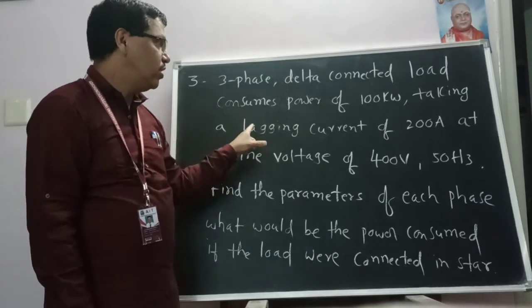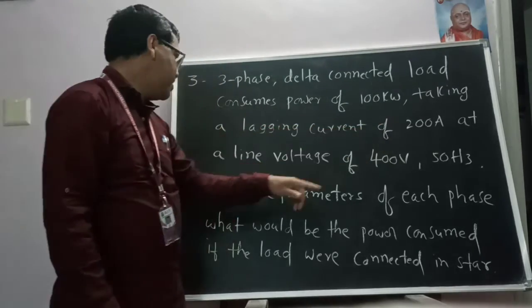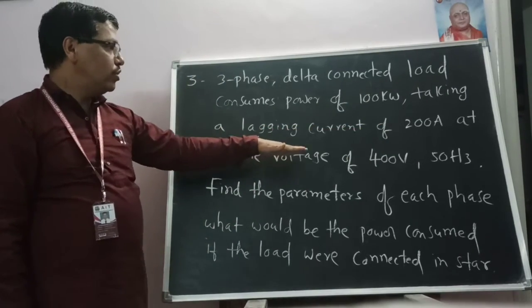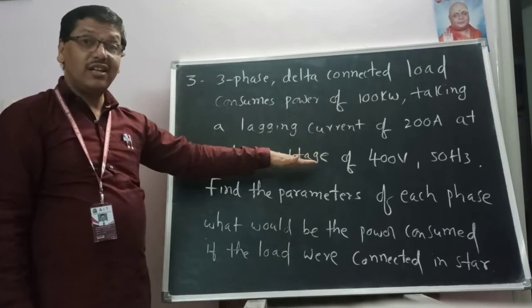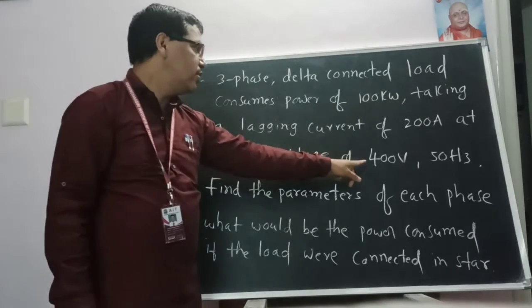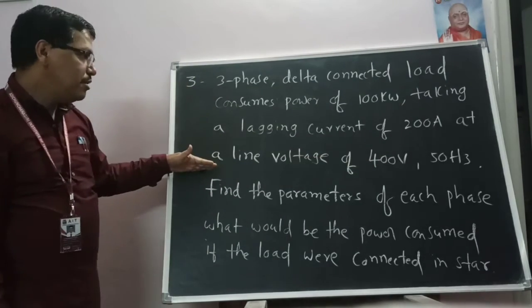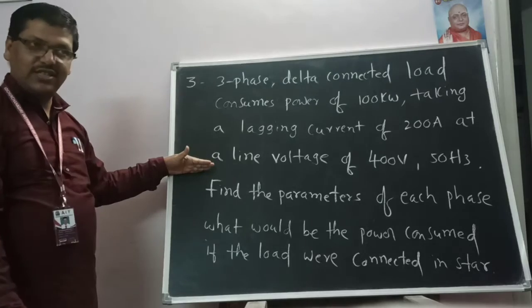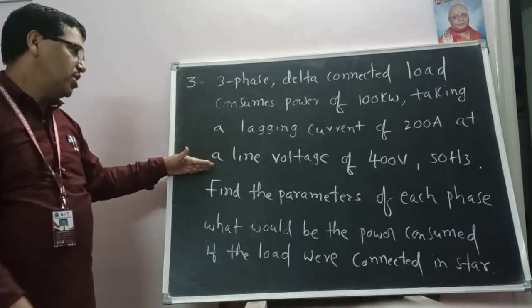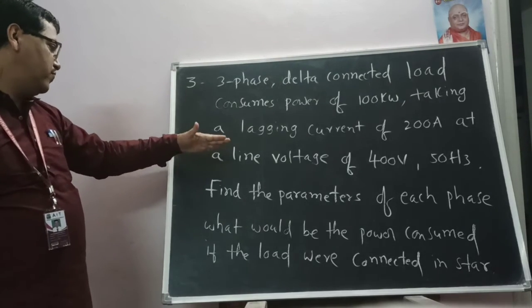Here, a lagging current of 200 amps at a line voltage of 400 volts, that is EL or ERY, 400 volts at 50 hertz. Find the parameters of each phase. Maybe R, maybe L, maybe C.